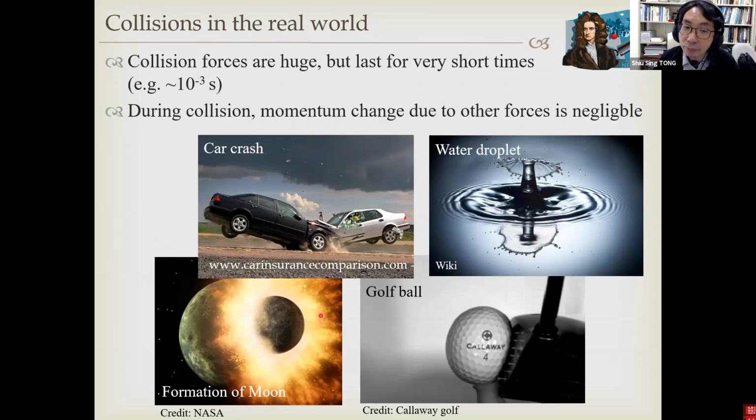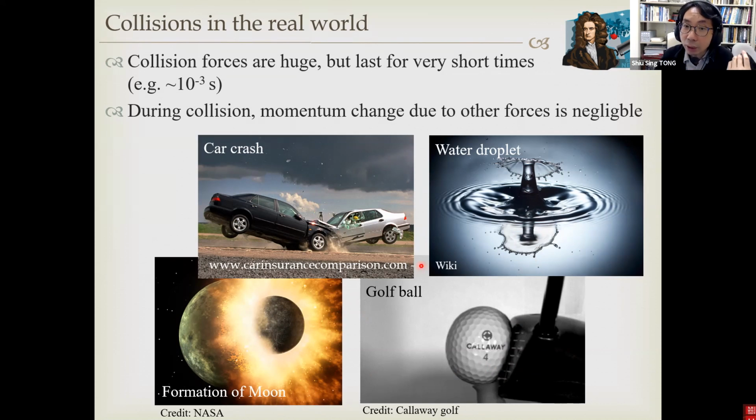Okay. So there are many different kinds of collision, like for example, even water colliding with the water surface, a golf club colliding with a golf ball, or even Earth colliding with another planet 4 billion years ago. That is a collision. Okay.